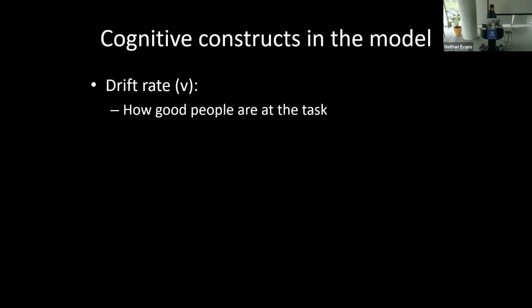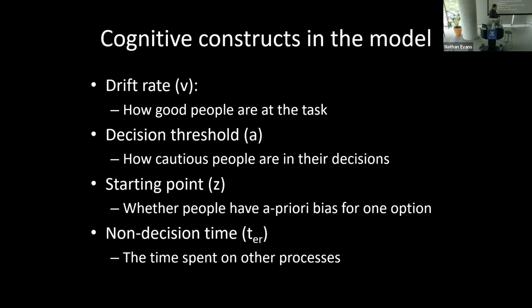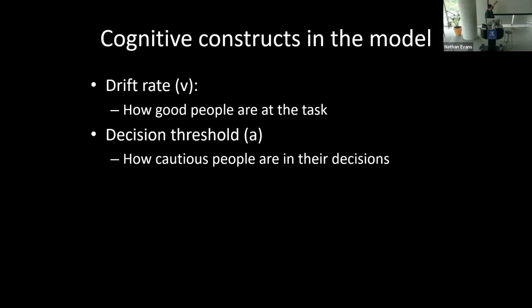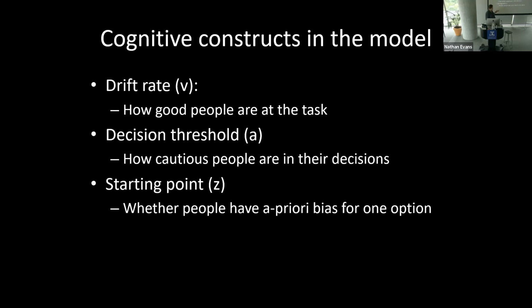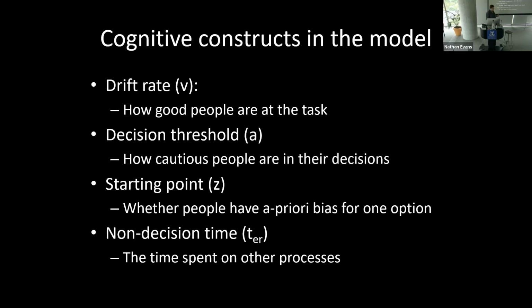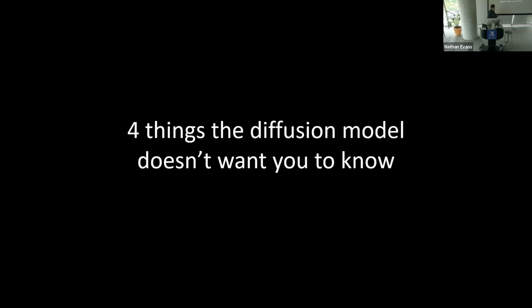All right. And so there are 4 key constructs in the model. That's the drift rate, V, which is how good people are at the task. Decision threshold, A, which is how cautious people are in their decisions. Starting point, Z, which is a priori bias for one option or another. And non-decision time, Ter, which is the time spent on other processes. And as I said, also the garbage bin. All right. Everyone wake up if you fell asleep during that.